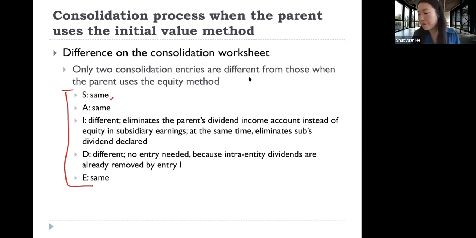Consolidation entries S, A, and E will be exactly the same as what we do under the equity method if the parent has been using the equity method. The difference here is for consolidation entries I and D. If the parent has been using the initial value method, there will not be consolidation entry D. Or in other words, consolidation entry D is combined into consolidation entry I.